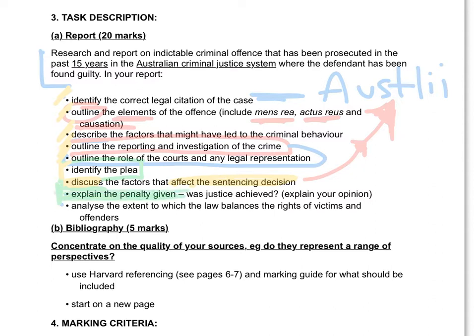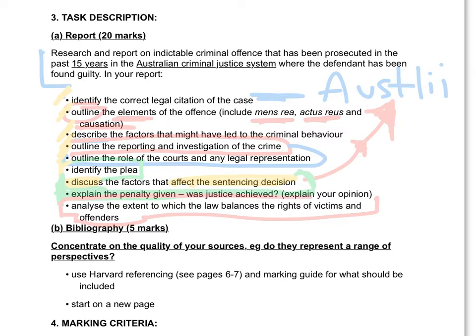What do you think? Was justice achieved? Explain why you felt it was or it wasn't. So those two things should lead nicely into each other. And finally, a bit of an analysis. Analyse the extent to which the law balances the rights of victims and offenders in this case.